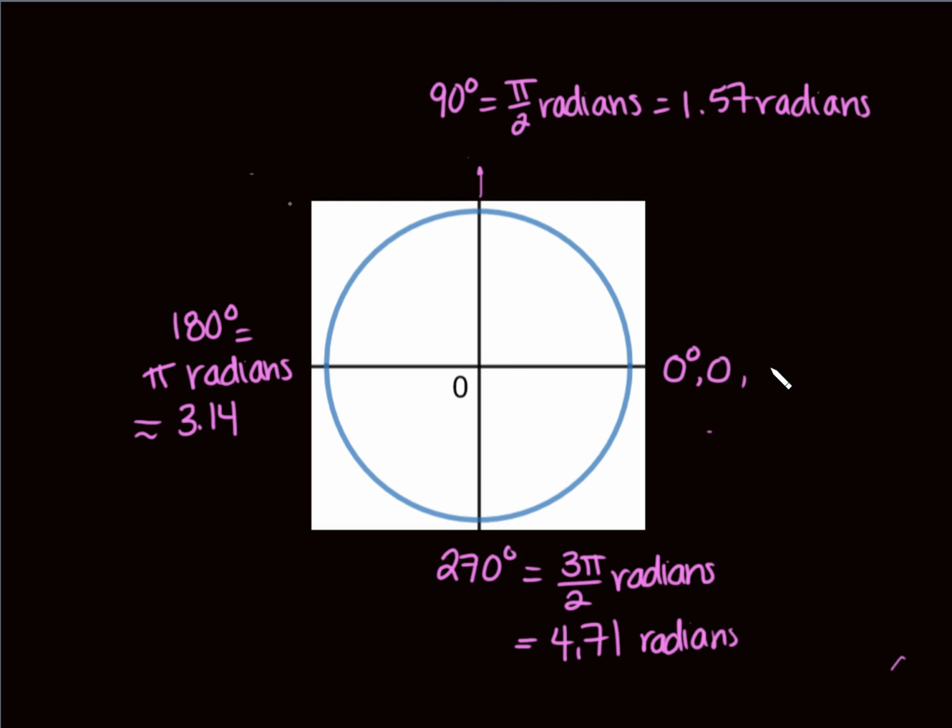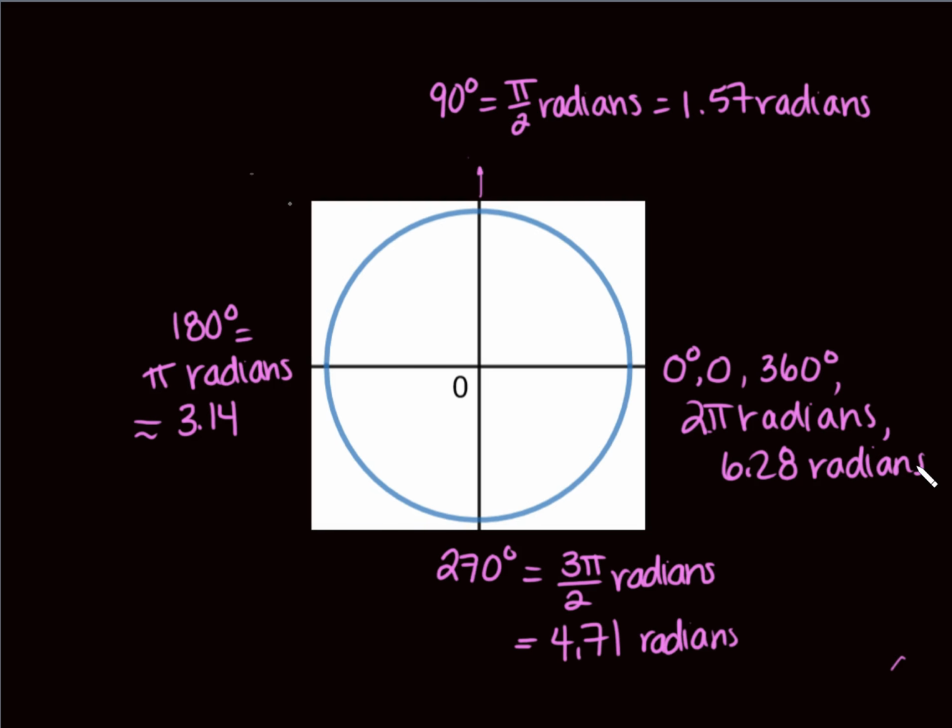0 degrees, that's going to be the same as 0 radians, or 360 degrees, or 2 pi radians, or we could keep going, right? We could have more. We're at about 6.28 radians. Okay, so those are some of the big ones.